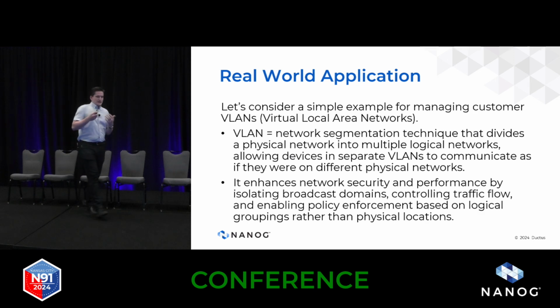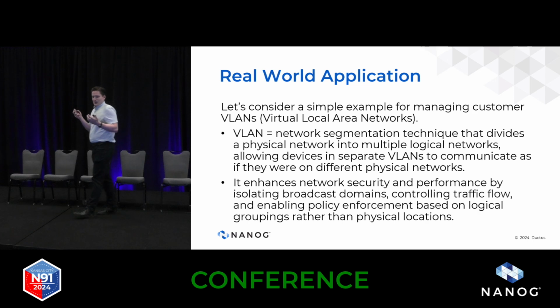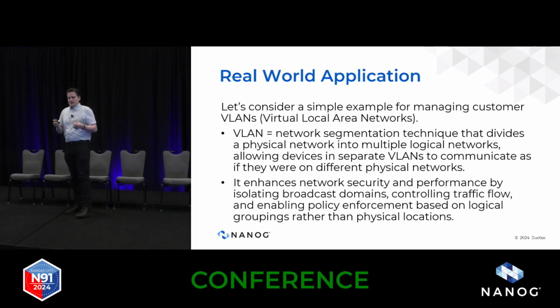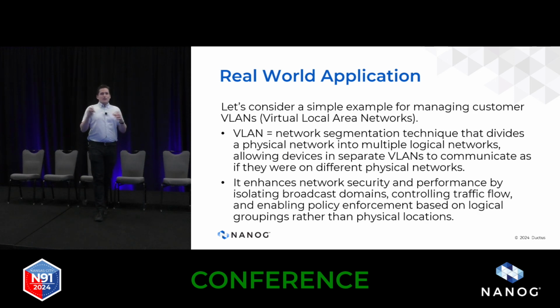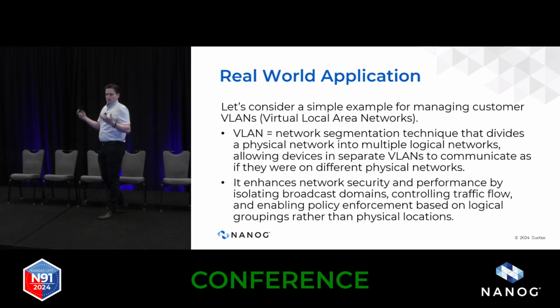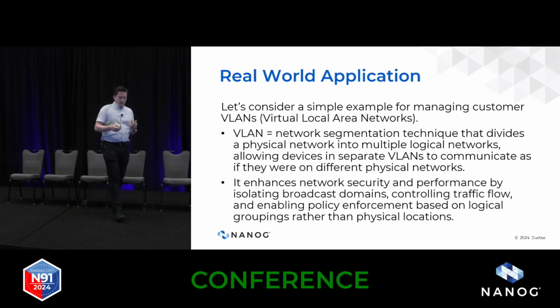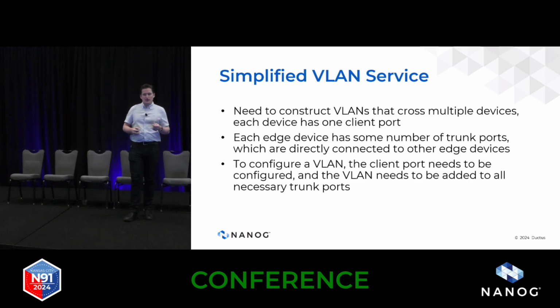Let's consider a VLAN as a real-world application, something most of you are going to be familiar with. So a VLAN is a network segmentation technique. It allows us to have one physical network that's visible as multiple logical networks. And for our example, we'll say that we have a number of edge devices, and each edge device will have one client port per VLAN, and then it'll have a number of trunk ports.